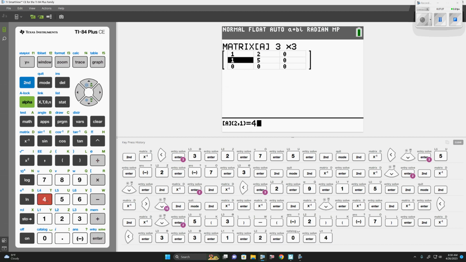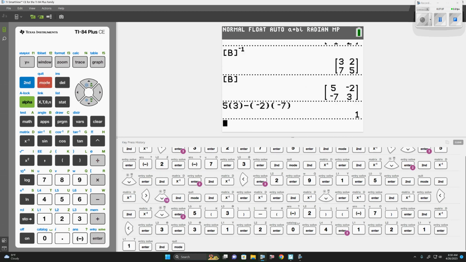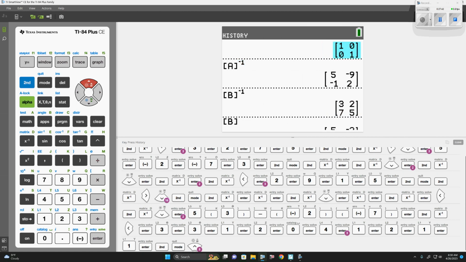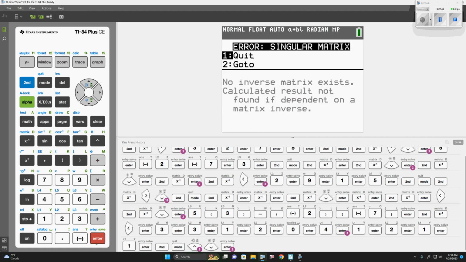4, 5, 1, 2, 1, 1. That wasn't that bad. So I can quit. Now, we can do the same thing, or if I'm being lazy, I can scroll back up and hit A inverse. Singular means it does not work.